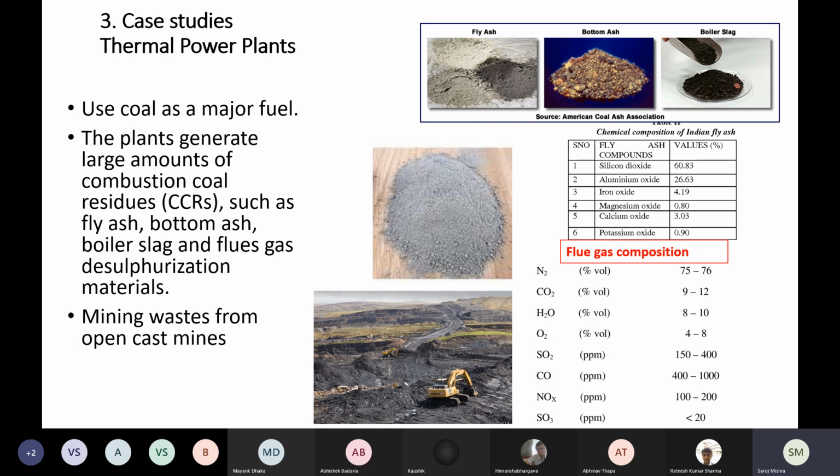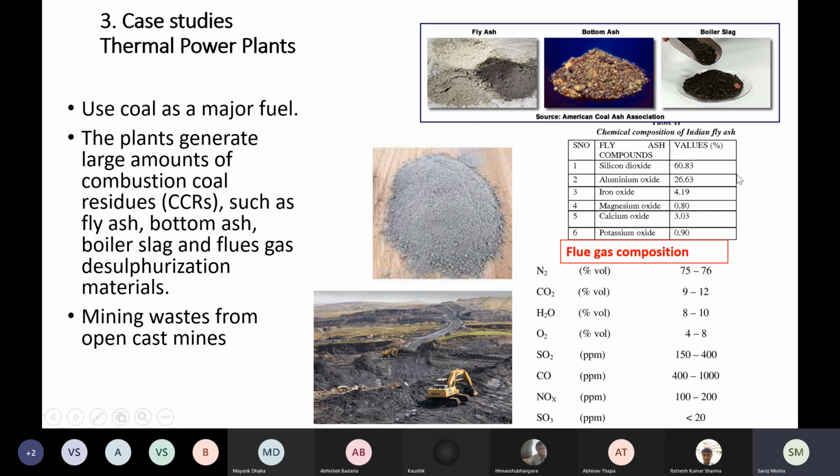Okay, now what is the composition of a flue gas? So first of all, when you look at fly ash, what is the composition of this fly ash or the bottom ash? It contains silicon dioxide, 60%. It also has aluminum oxide, 26%, iron oxide, magnesium oxide, calcium oxide, and potassium oxide. Okay, so this is all that it contains. So a lot of silica, aluminum oxide, etc.